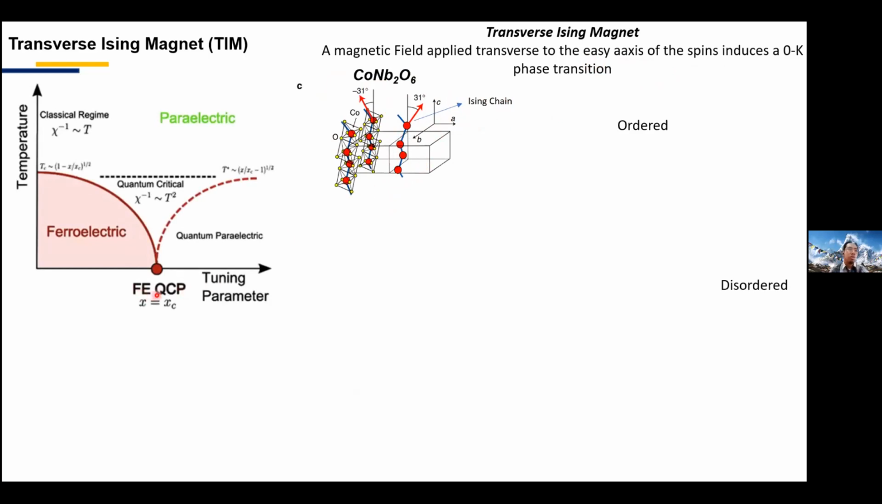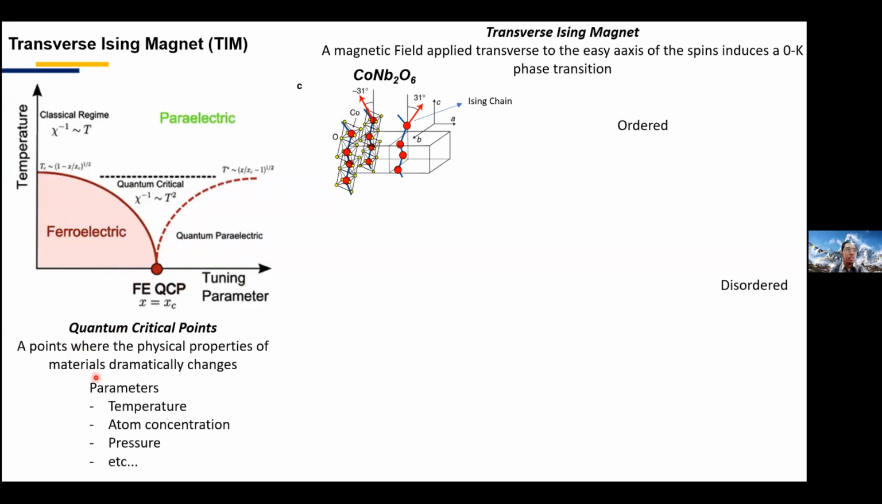So what is the quantum critical point? The quantum critical point is a point where the physical properties of a material change, which we can see in this figure, where the ferroelectric changes to the quantum paraelectric by tuning the parameters. At the quantum critical point, there are some properties that we can change: temperature, atomic concentration, and pressure itself. And we can also relate the quantum critical point with the transverse Ising magnet.